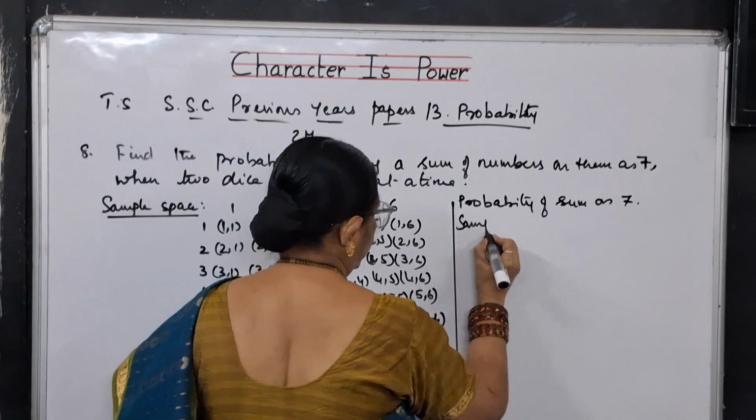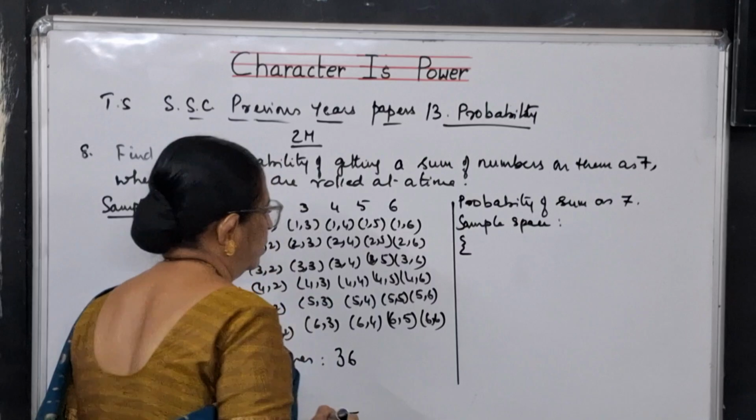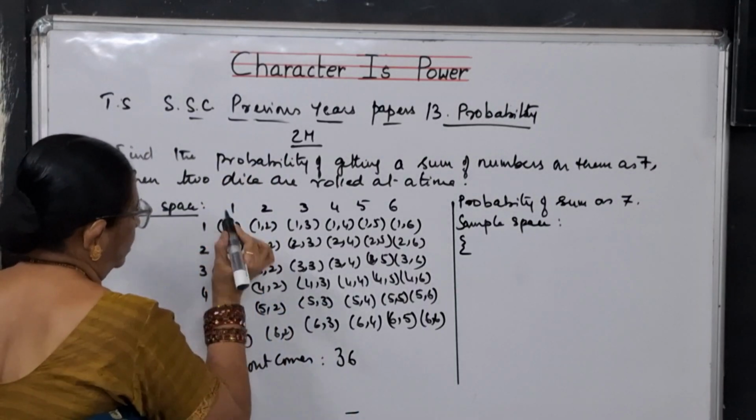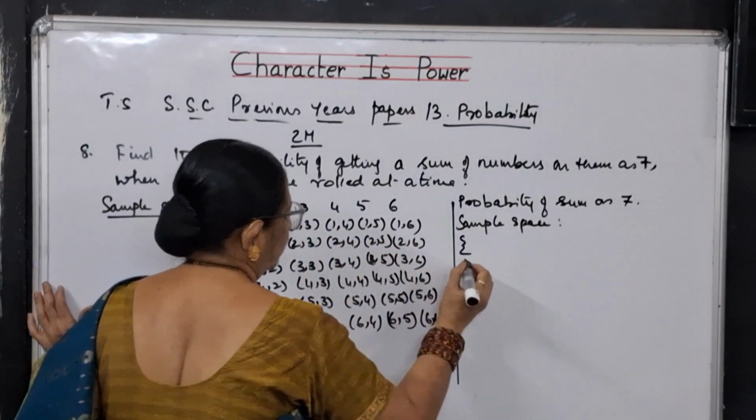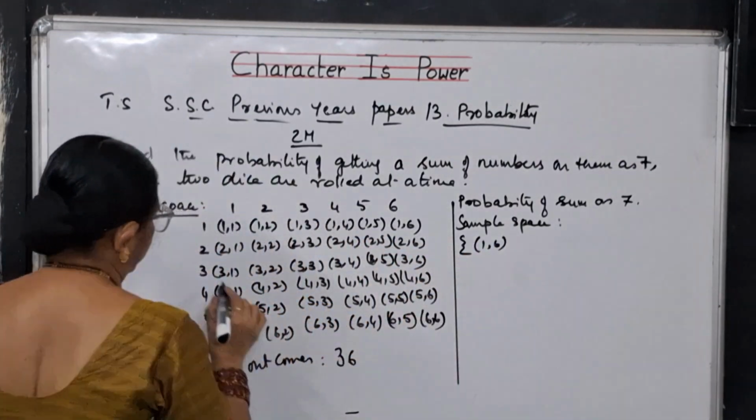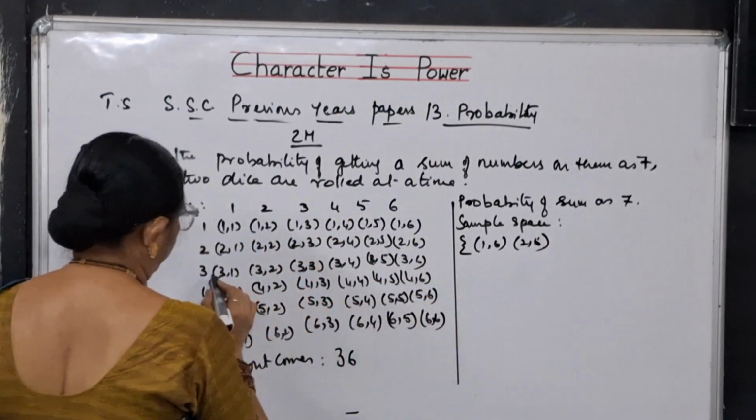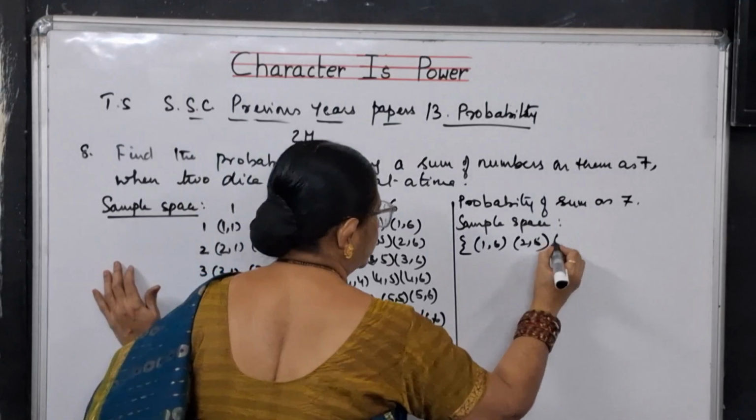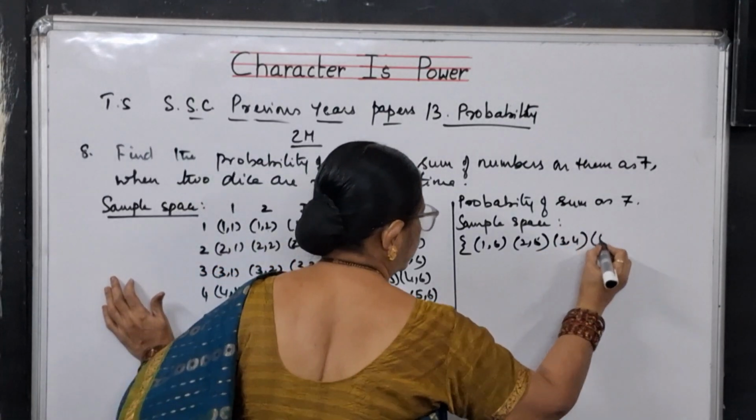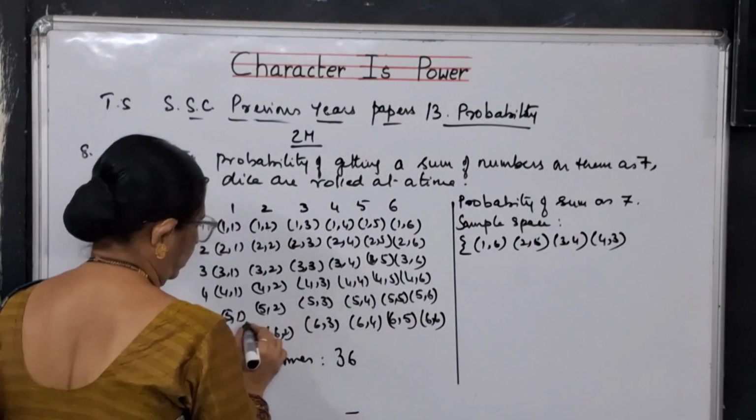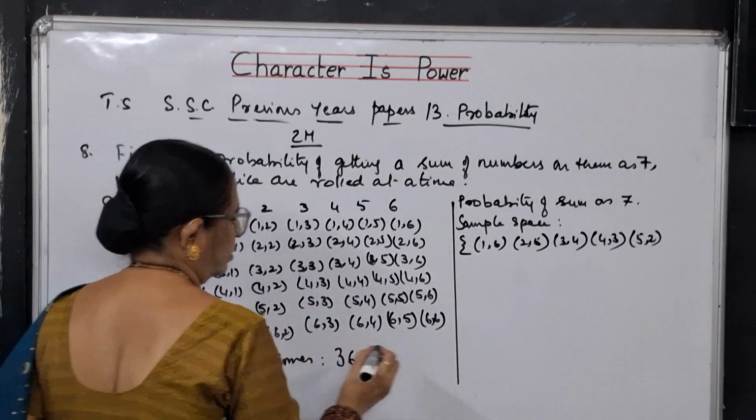So, what are the sample spaces? Let us write. If you add these two, you should get 7. So you are getting 1 comma 6 here. And here 2 comma 5. And in this 3 comma 4. And in this 4 comma 3. And here 5 comma 2. And here 6 comma 1.